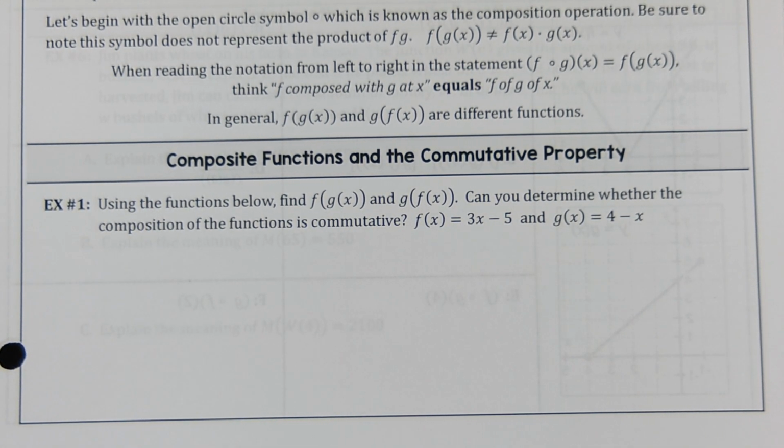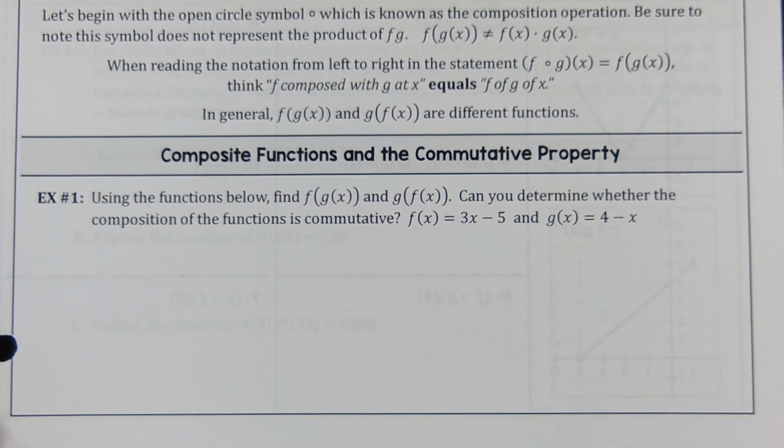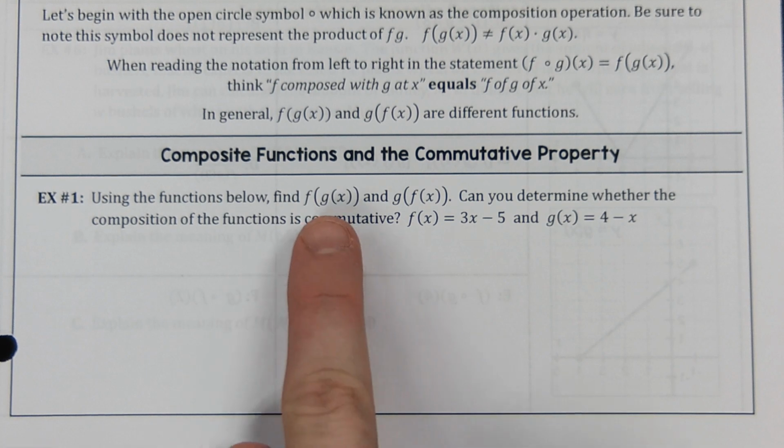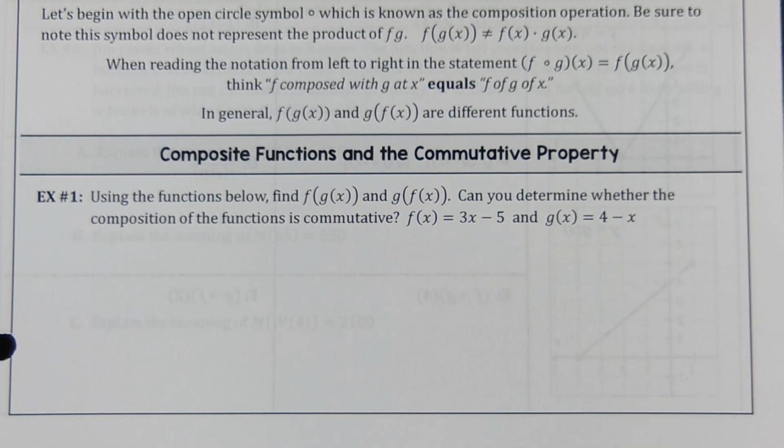Like addition. Addition is commutative because 2 plus 5 is equal to 5 plus 2. Multiplication is commutative. 6 times 3 is the same as 3 times 6. This is going to demonstrate that compositions in general are not commutative, because we're about to see that these two things are not the same.